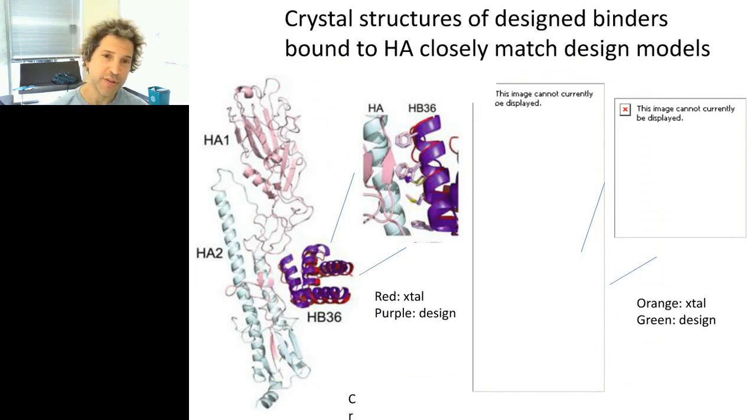I apologize about this. Just because they bind the virus doesn't mean that they're binding in the correct manner. We've solved crystal structures of these proteins bound to the virus, and they are virtually identical to the design model. I think you can only see the one on the left. That was the one that was called HB36 in the previous slide. The ribbon diagram on the left is the entire flu viral surface protein called the hemagglutinin. The red is the experimentally determined crystal structure showing where this binding protein was. And the purple is where it was supposed to be according to the design model. Then you see a blow-up in the inset where you can see that not only was the backbone in the right place, but the side chains are really fitting, binding the virus in exactly the way they were supposed to according to the design model.